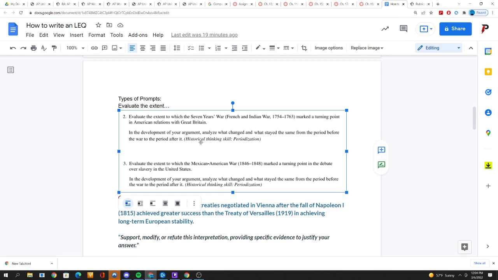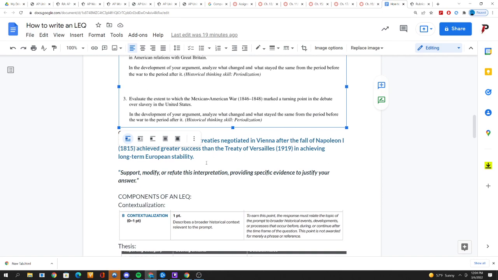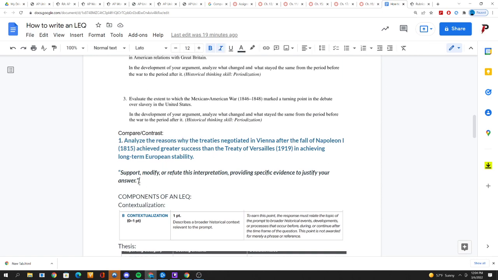And what you can do when you're structuring your essay is, in my first body paragraph of analysis and evidence, I'm going to be talking about the Mexican-American War. And in my second body paragraph, I can be talking about the other thing that I feel strongly about. All right, I hope that makes sense.